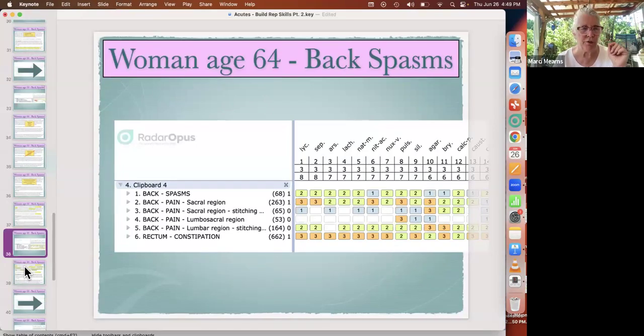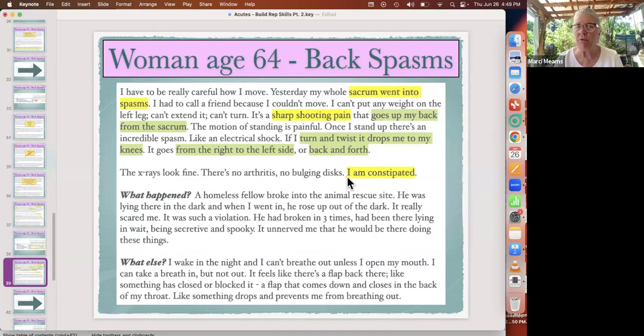Now what? Now for the good stuff. Here are the modalities of that back pain. So I had the back pain itself, and then I'm going to do my modalities. It goes up my back from the sacrum. That's an extension, right? Back pain extending up. Beautiful. We like that. Because very often, if you've been in this for any length of time, you know that very often the back pains will extend down the legs, for example. In this case, it's pain extending up the back. And then she says, if I turn and twist, it drops me to my knees. So the back pain is also affected by turning, twisting.